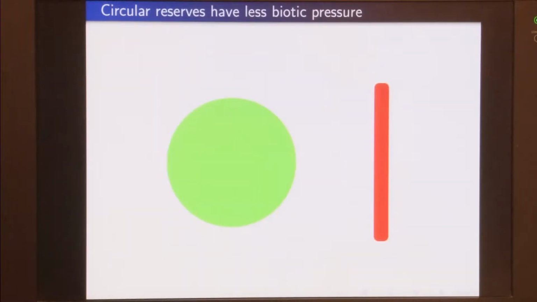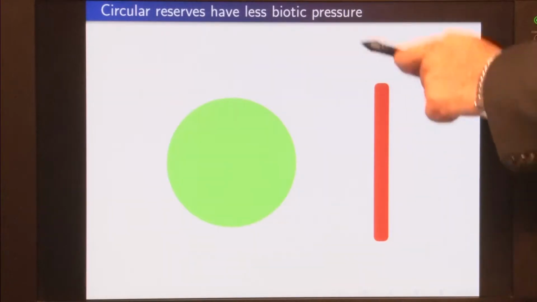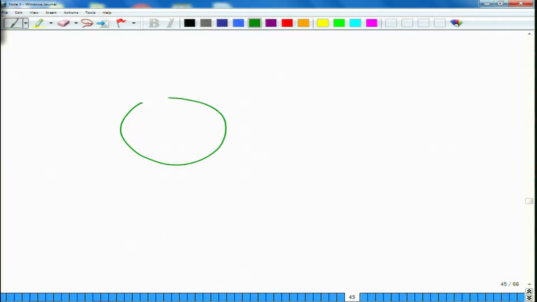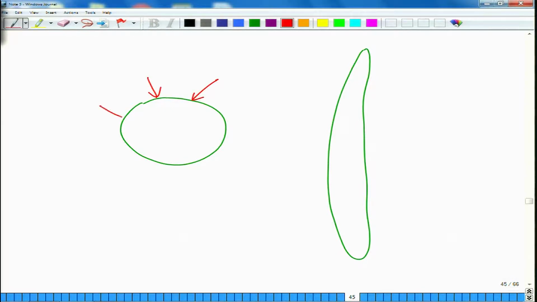The next concept is that circular reserves are always preferred over linear reserves because they have less biotic pressure. What we mean by this is, we have one reserve like this and a second reserve which is like this. In the case of the left side reserve, it has human pressures from all sides, and the right hand reserve also has human pressures from all sides.